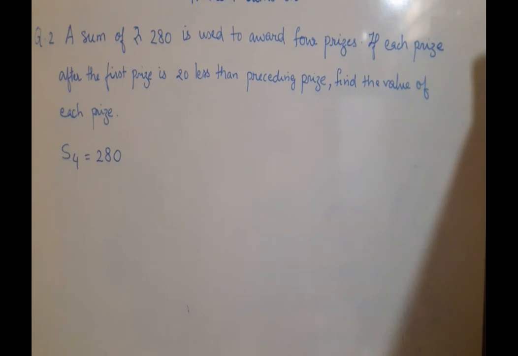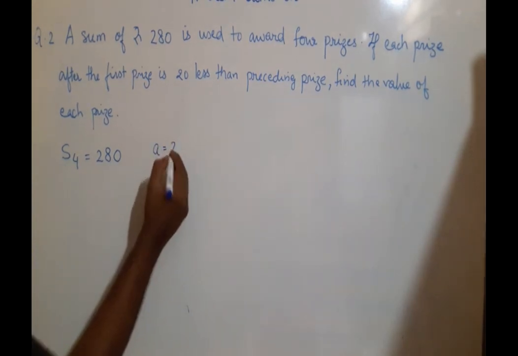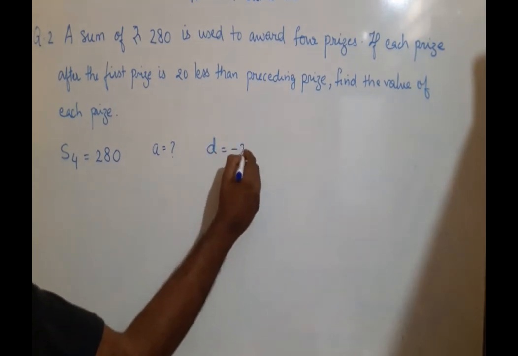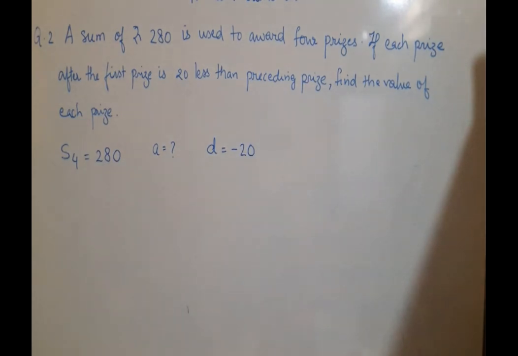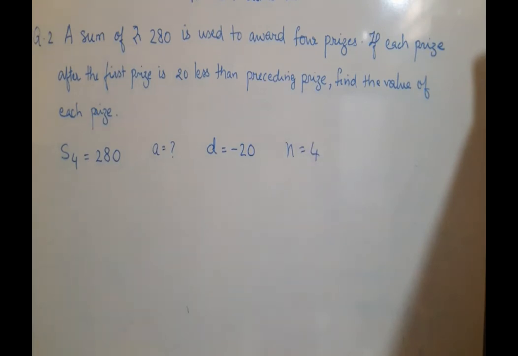equal to 280. But we don't know what the first prize is. What we know is that each prize is 20 rupees less. So the difference is minus 20. So first prize, subtract 20 from that you get the second prize. Subtract 20 from that you get the third prize, and so on. So here we have got S4 is 280 and d equal to minus 20. Also because we know there are 4 prizes, n is equal to 4.